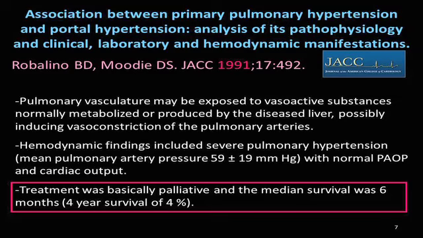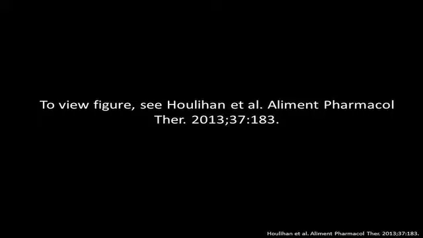One of the first studies came out of the Cleveland Clinic in 1991, long time ago, when the association between pulmonary hypertension and portal hypertension was presented. And these authors described that the treatment for this condition, at least in 1991, was basically palliative. There's nothing they could do. And the median survival was only 6 months for those patients, with most of them dead by 4 years. So dismal prognosis.